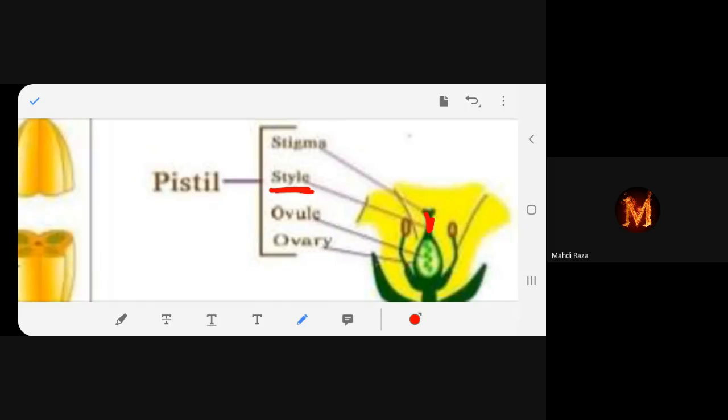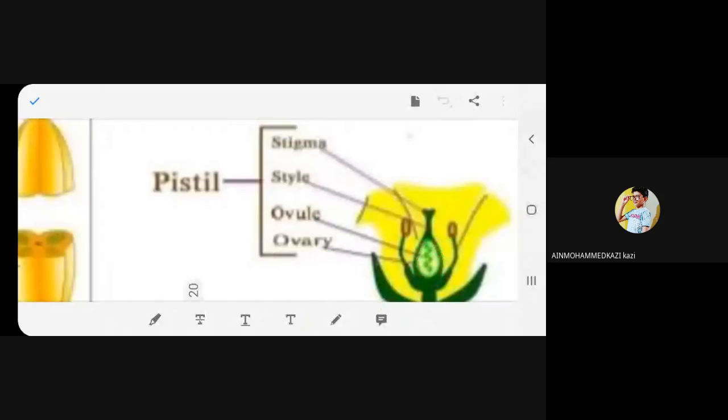Okay. So stigma, style, over. Now we come to the swollen portion, which is called the ovary. What is it? It is the ovary, right? And the fourth one, you can see the small, small dot-like structures. These are ovules. Inside the ovary, we get ovules.